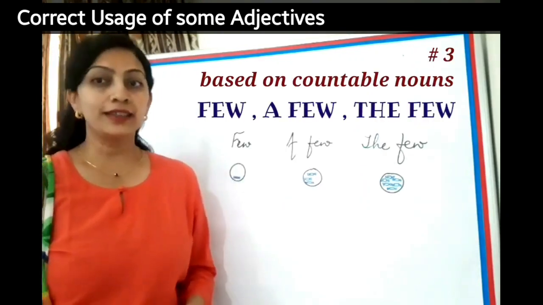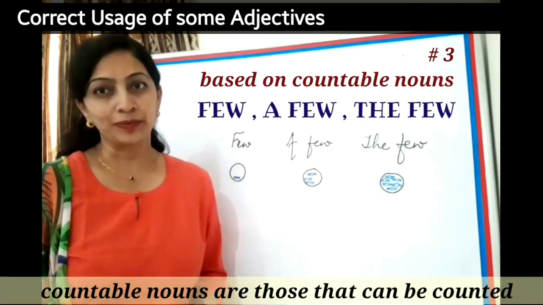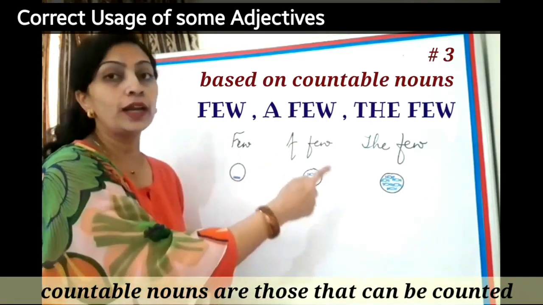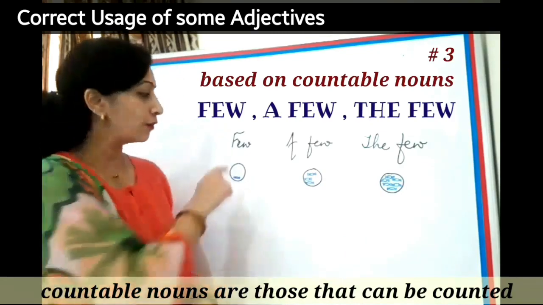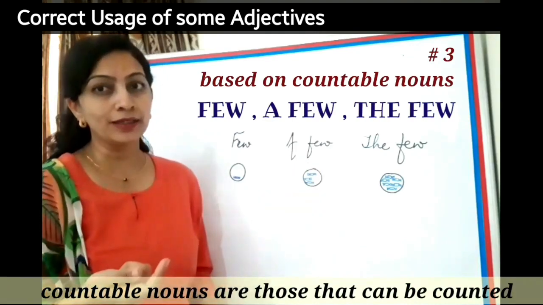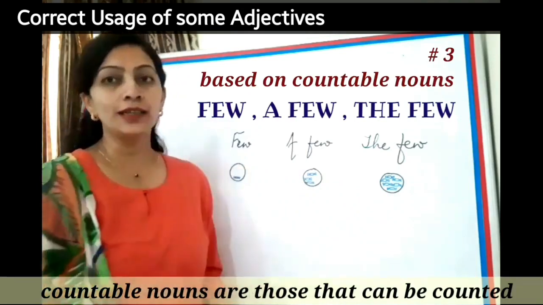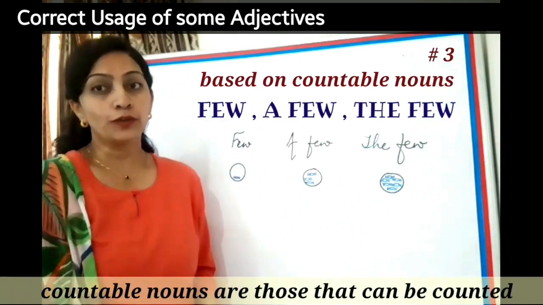The next category is for countable nouns, means the nouns that you can count. Just as we saw for uncountable nouns, few, a few and the few will also have the same concept, which means few means very, very less, a few means little bit but sufficient, and the few means the entire quantity available for you. Let me demonstrate it with the help of toffees.